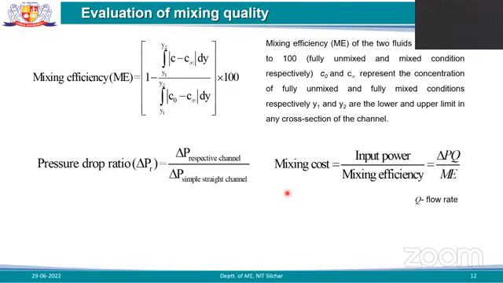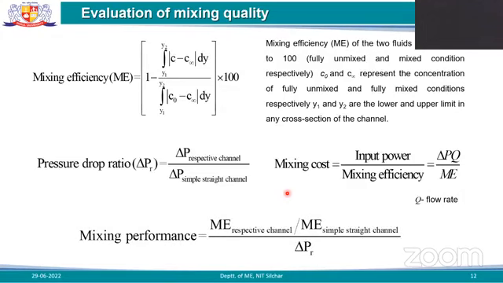Sometimes we see that pressure drop is increasing and mixing efficiency is also increasing. But our target is getting higher mixing efficiency with low pressure drop. So calculating mixing efficiency and pressure drop individually may not be sufficient. So one term has been introduced, that is mixing cost, which is calculated by this equation. Mixing performance can also be calculated, but in this study it is not calculated, because we got the result in terms of mixing cost. People who are interested can calculate the mixing performance also.